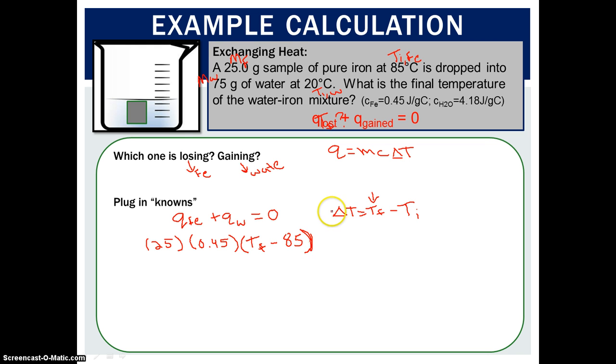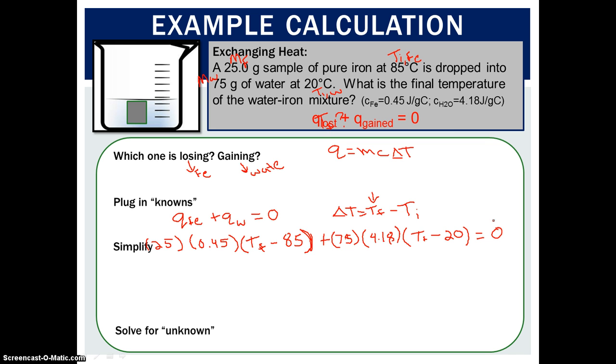I'm going to do all the same for water. Plugging in the mass of water, 75 grams. The specific heat of water, 4.18 joules per gram degree Celsius. TF again is my unknown, minus T initial of water, which is 20 degrees Celsius, and this is all equal to 0. Now I want to start simplifying.